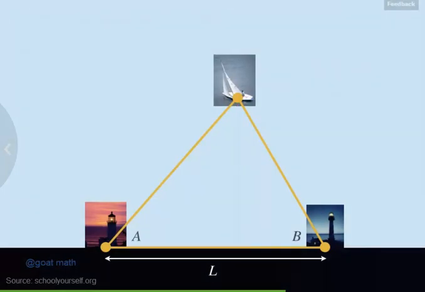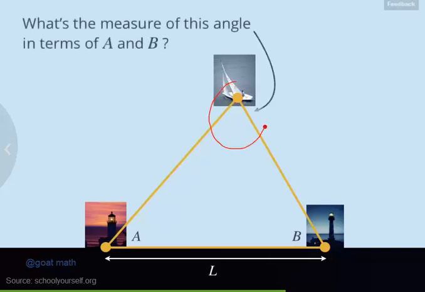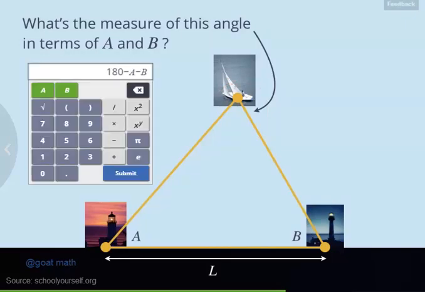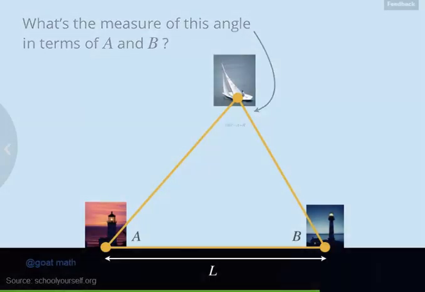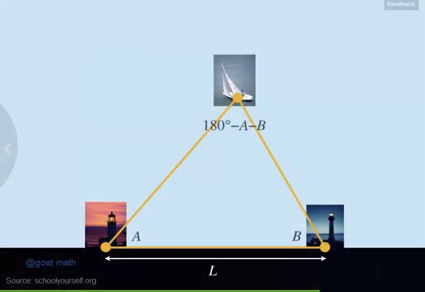Okay, sounds good. Just like with the numerical example, we can use the law of sines to solve this algebraic problem. But first, what's the measure of this angle up here in terms of the triangle's other two angles, A and B? Right, this angle is 180 degrees minus A minus B.